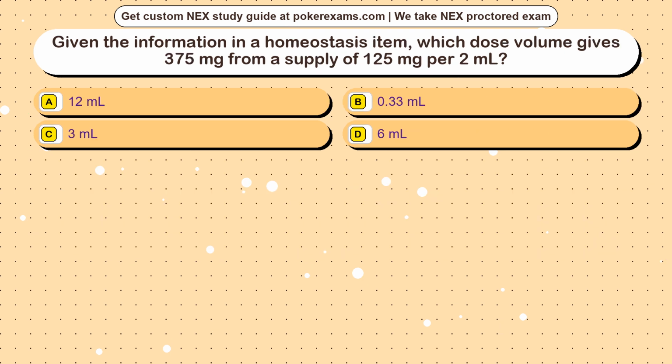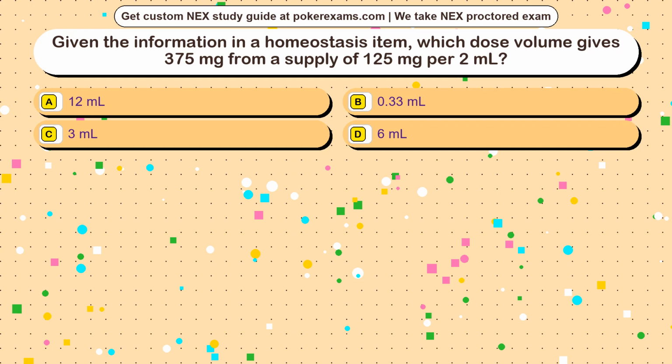Question 6. Given the information in a homeostasis item, which dose volume gives 375 mg from a supply of 125 mg per 2 ml? Option A, 12 ml. Option B, 0.33 ml. Option C, 3 ml. Option D, 6 ml.